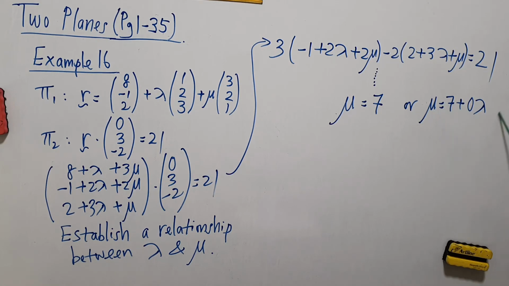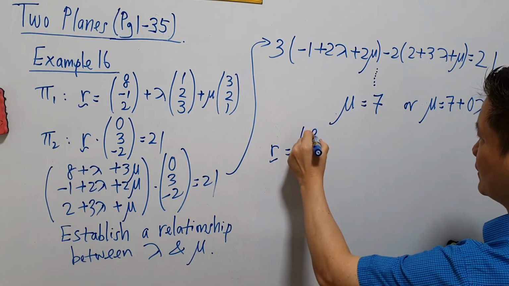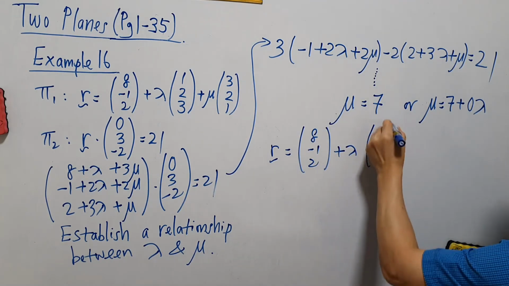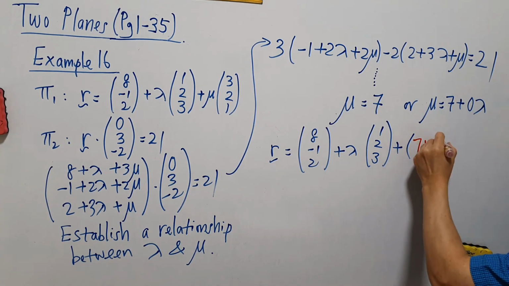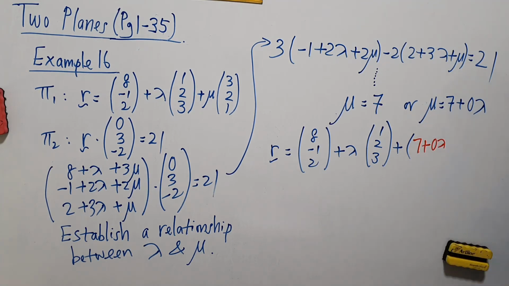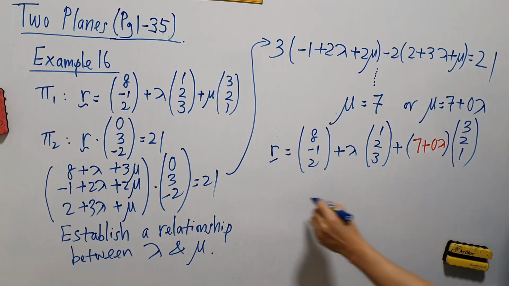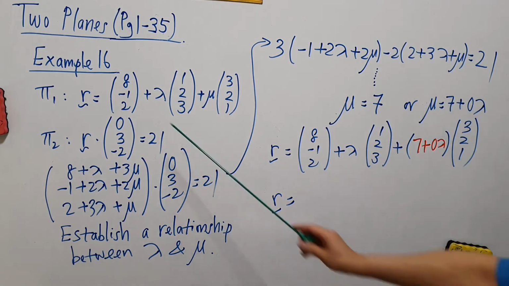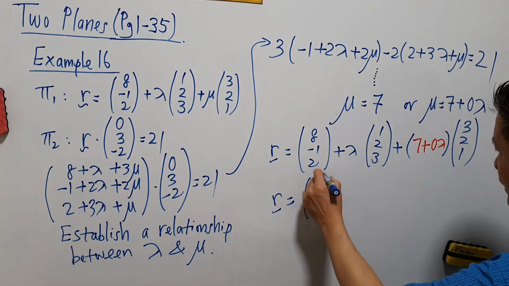And then this whole thing is now plugged inside here. So you plug it inside here, you now have r equals to 8, minus 1, 2 plus lambda 1, 2, 3, plus, let me put in 7 plus 0 lambda, for completeness' sake I just put 0 lambda, 3, 2, 1. And then this tidies up to become, it was at first in terms of 2 parameters, and now with this replacement, you find that it now becomes an equation of only one parameter.